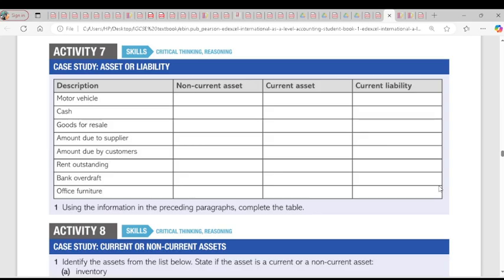Amount due to suppliers. Current liability. Amount due by customers. They're current assets. Rent outstanding. What does that mean? Rent outstanding simply means you are owing. Current liability. That's accrual. Bank overdraft. Current liability. Office furniture. Non-current assets.